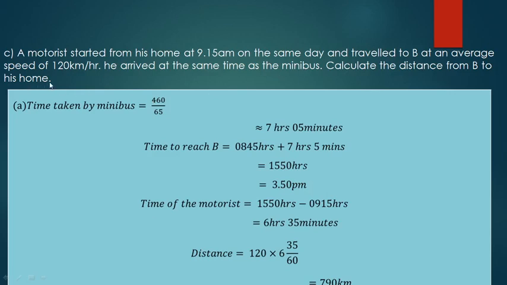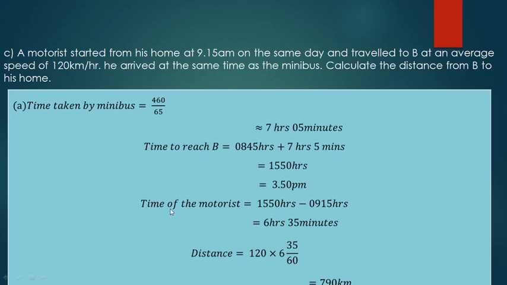So first of all, we need to find the time taken by the minibus to reach the destination. Remember, the total distance is 460 and the speed of the minibus is 65 kilometers per hour. We divide the two, we get 7 hours and 5 minutes. That's the time it will take to reach B. At what time did it arrive at B? Remember, it started at 8:45 hours. So if it started at 8:45 hours, we add 7 hours and 5 minutes, we find 15:50 hours or 3:50 p.m. That is the time the minibus arrived at B.